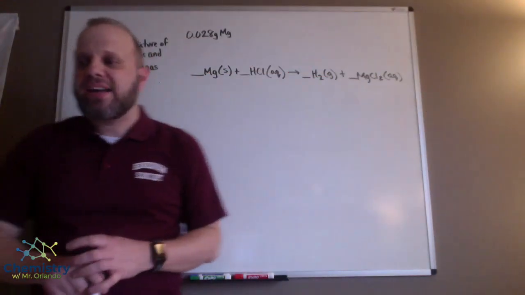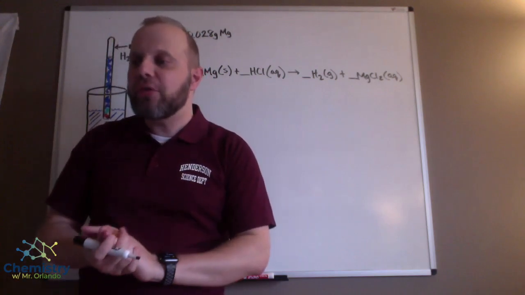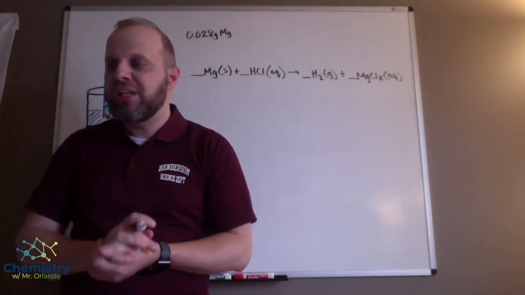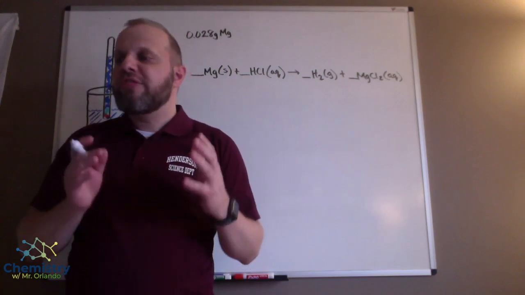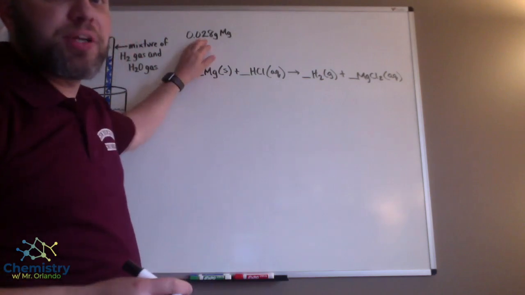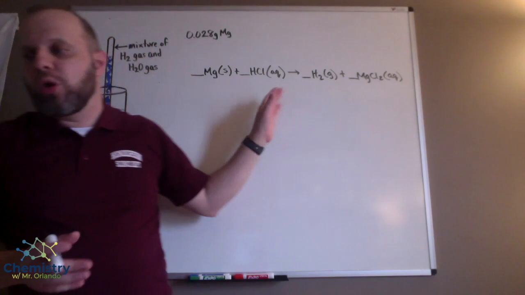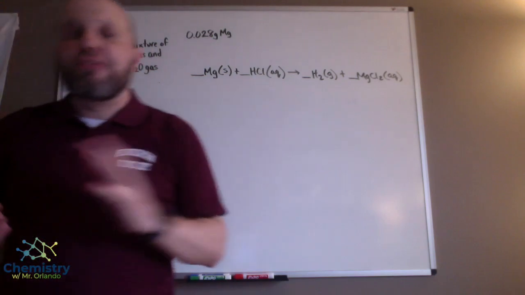Okay, we are back. So I do want to read over question number 3. It says, what is the theoretical number of moles of hydrogen that can be produced from 0.028 grams of magnesium? I have that written down right up here. And it gives you a hint, refer to equation 1, which is what I wrote right here, for the reaction.